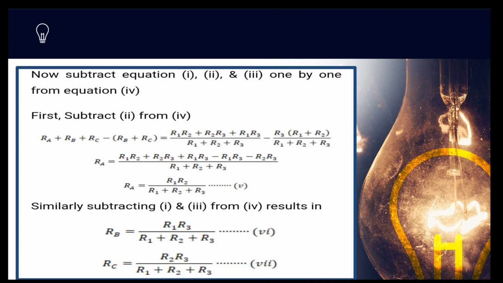Now subtract equations 1, 2, 3 from equation 4 to get RA, RB, RC in terms of R1, R2 and R3. From RA plus RB plus RC in equation 4, subtract equation 2. Now I will get RA in terms of R1, R2 and R3: RA is equal to R1R2 plus R2R3 plus R1R3 minus R1R3 minus R2R3 by R1 plus R2 plus R3. RA will be R1R2 divided by R1 plus R2 plus R3.